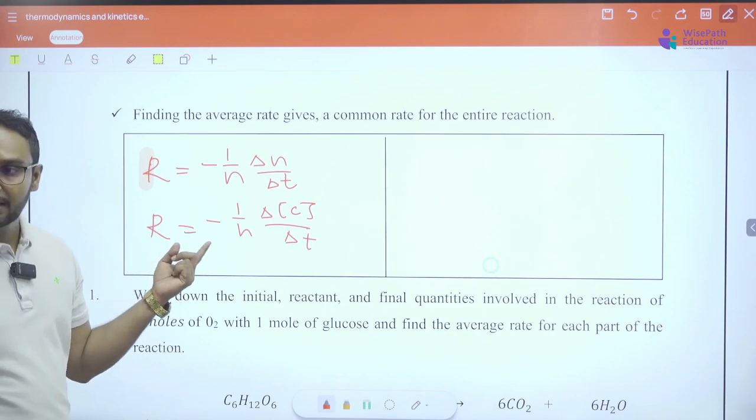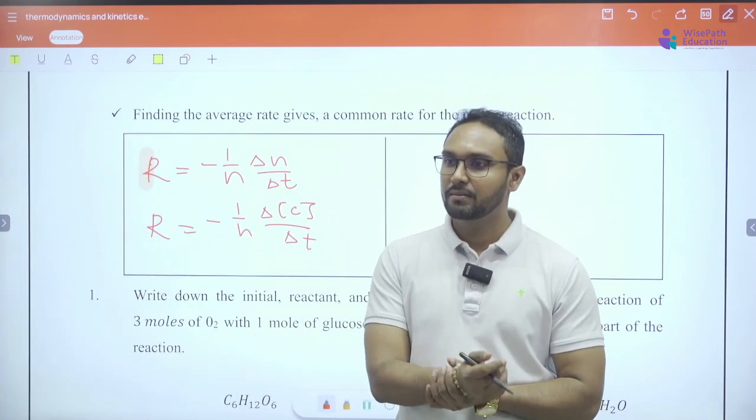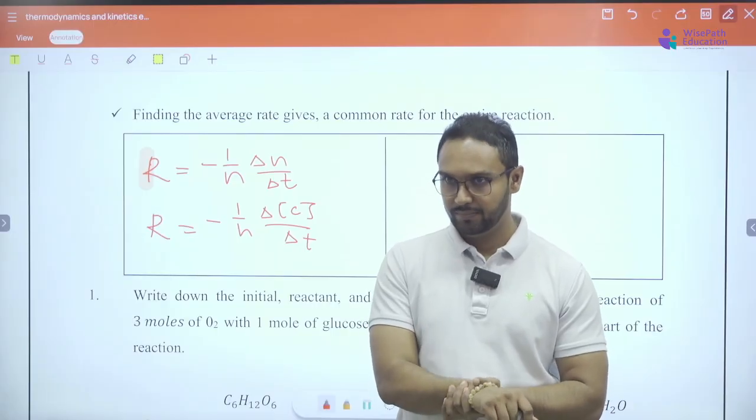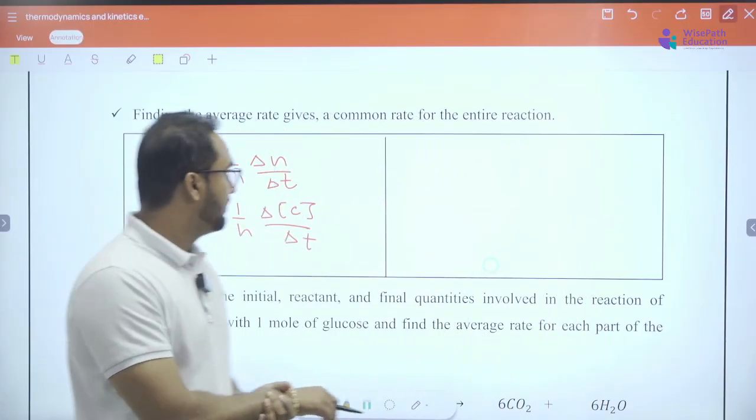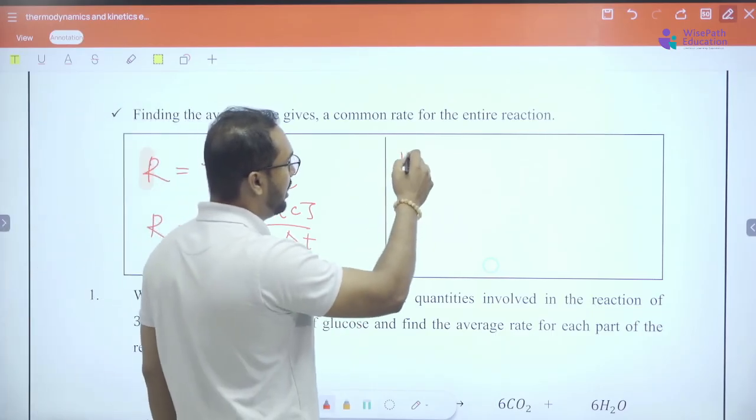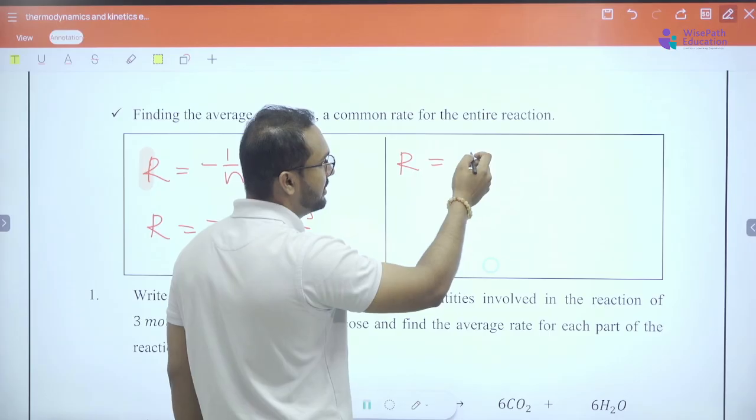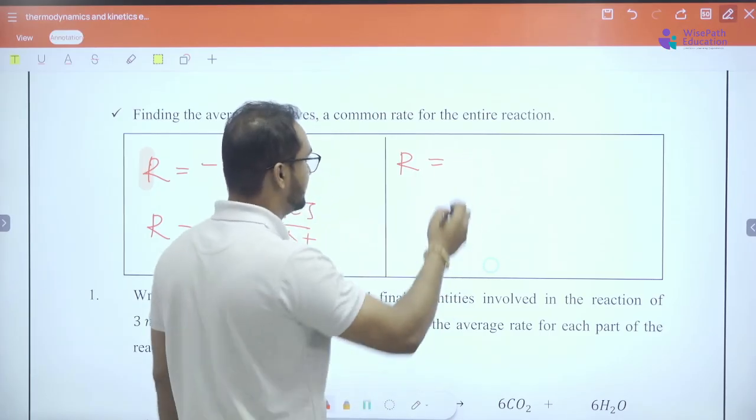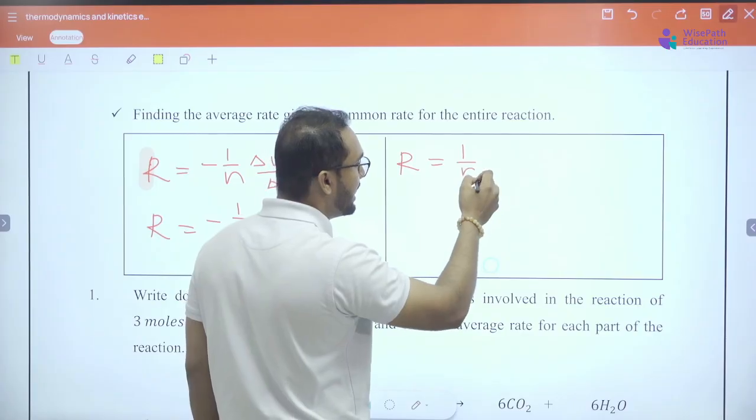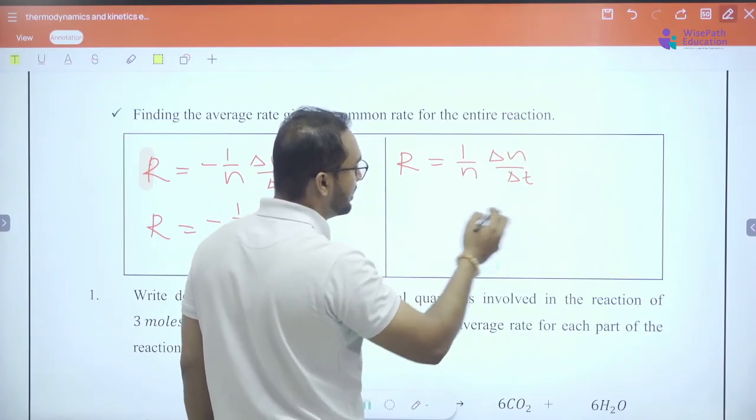ඒ reactants වලින් ගන්නකොට මොකද වෙන්නේ? minus value එකක් අපිට එන්නේ. ඒක plus කරන්න අපි minus එකක් ඉස්සරහින් දානවා. That is what we discussed. And if I'm taking it depending on the products, that will be R equals, is there any minus now? No. So it's 1 over n, delta n over delta T.